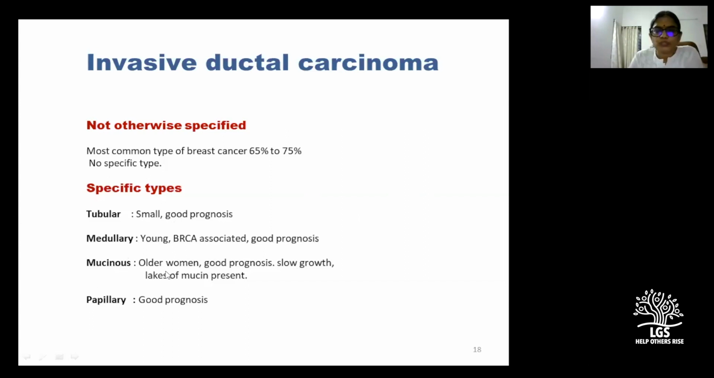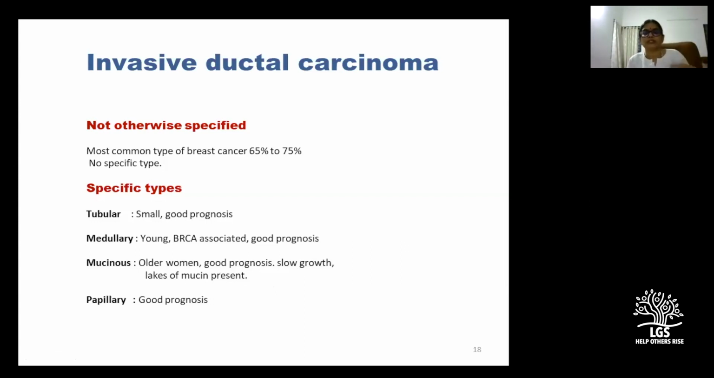Mucinous again happens in older women. Again, it's a very slow-growing tumor. The tumor itself produces mucin, which is perceivable when you do an ultrasound. And when you do a biopsy, you get very mucoid material. Again they do very well. Sometimes with mucinous tumors, because of the accumulated mucin, the size might be very big. So you should not go by the size criteria to treat these patients with chemotherapy.